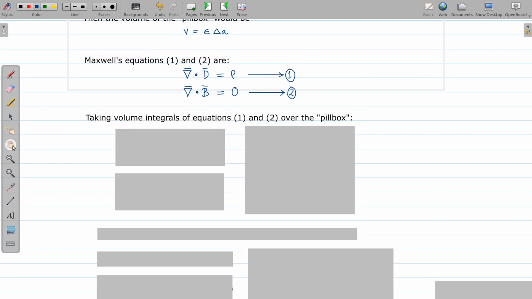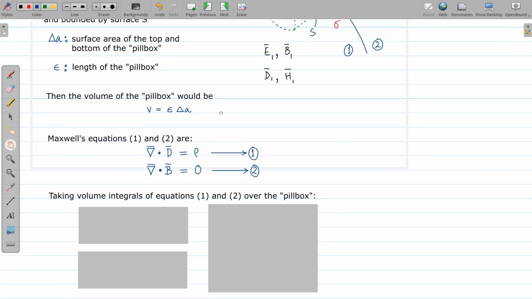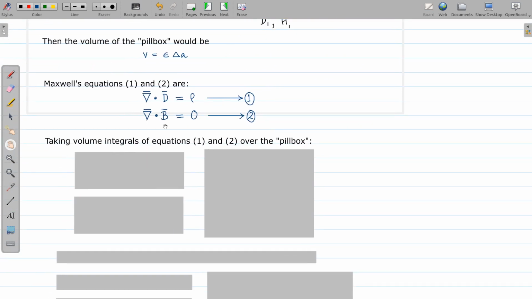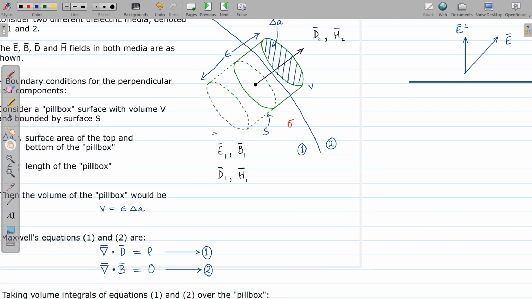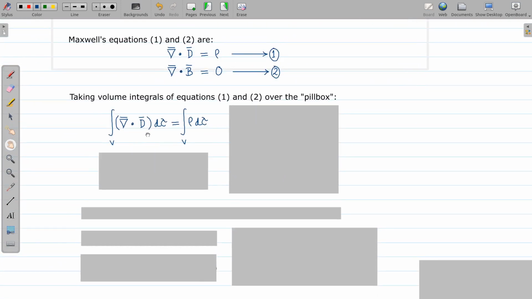the entire pillbox. So this equation, I'll take a volume integral over this entire pillbox, and same way over here also we take a volume integral of this over the entire pillbox. So I take the volume integral of divergence of D over this entire pillbox. So now what is d tau? D tau is a volume element. Okay, so d tau is a volume element within this pillbox. Okay, so this is what we take.